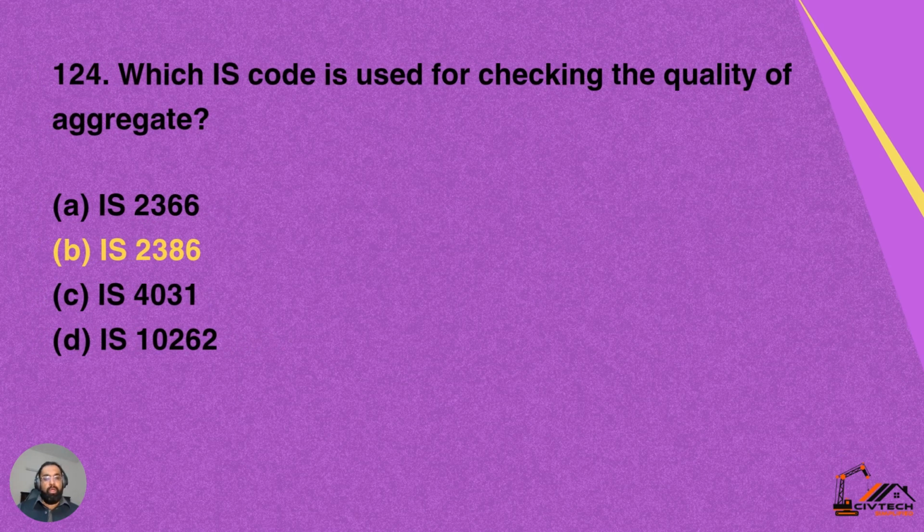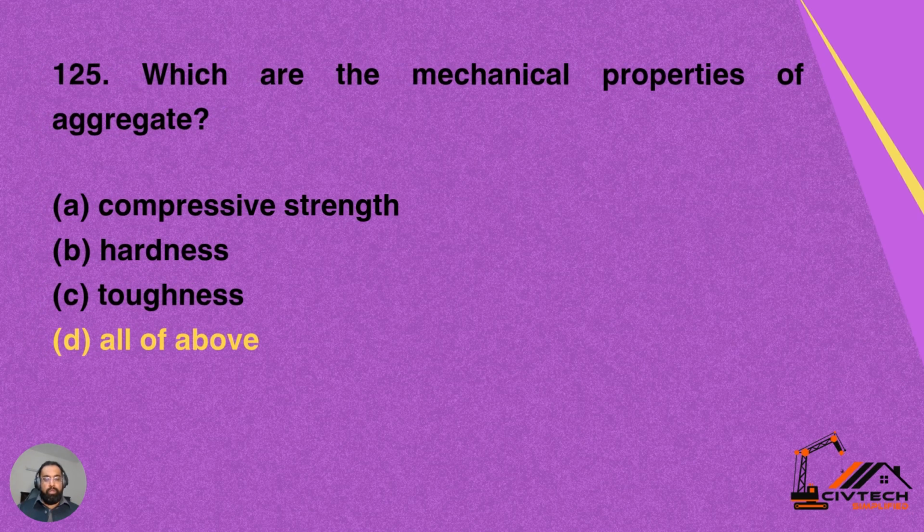Moving on to question number 124. Which IS code is used for checking the quality of aggregate? Option A, IS 2366. Option B, IS 2386. Option C is IS 4031. Option D is IS 10262. So the IS code used for checking the quality of aggregate is IS 2386. Option B is the correct answer for this question.